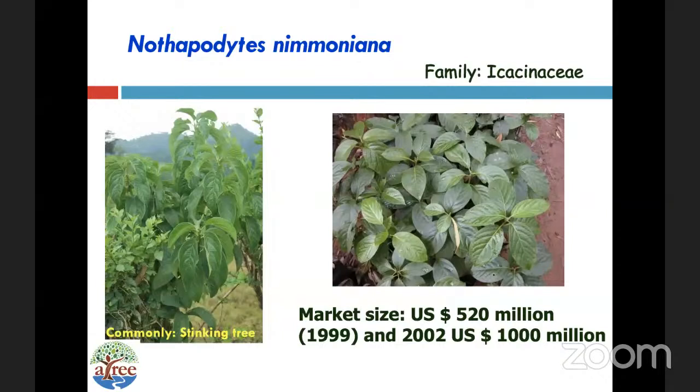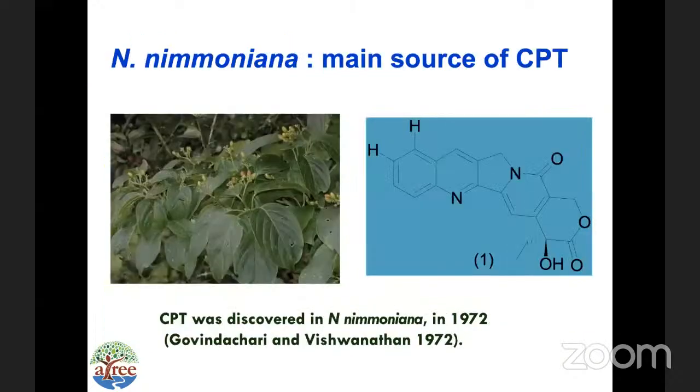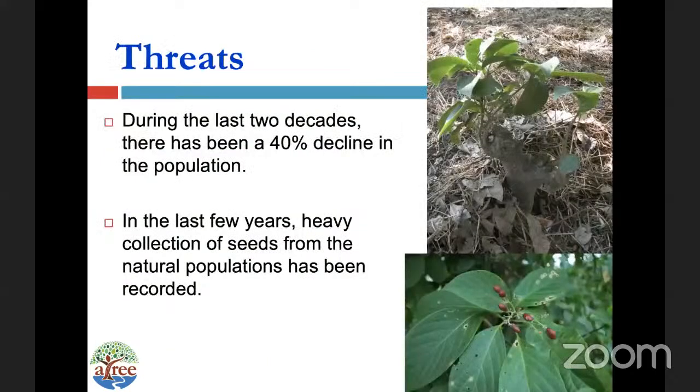This particular metabolite is a very important anti-cancer drug, and the market size is quite huge. This species belongs to Icacinaceae. Because of the importance of this chemical, camptothecin, as an anti-cancer drug, this tree was harvested quite substantially throughout the Western Ghats. During the last 2 decades, for example, there has been about a 40% decline in the population of this species.